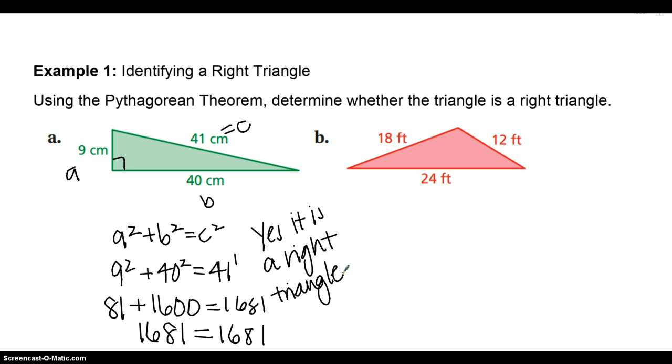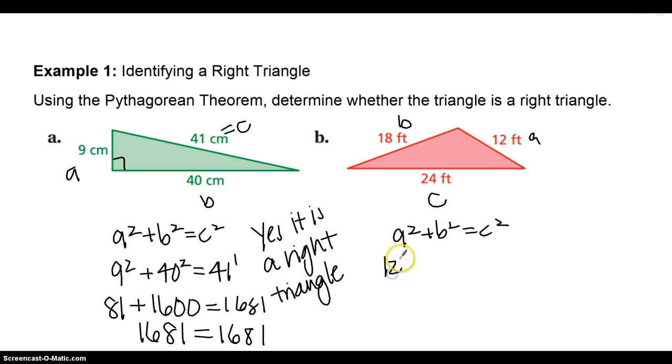Okay, so let's look at this. The longest side here is 24, so this is going to be C, and then B and A. Once again, A and B don't matter. So I'm still using a squared plus b squared is equal to c squared. Now you cannot just assume this is not a right triangle just by looking at it. You must prove it to me using the Pythagorean theorem.